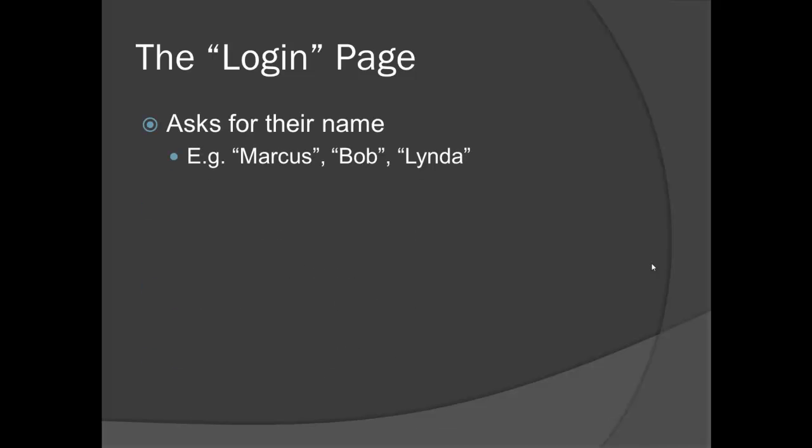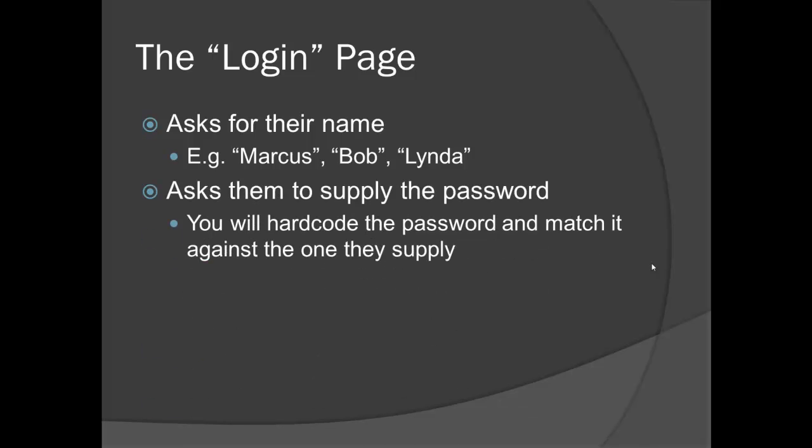Now, let's go into the pages that you're going to be creating. The login page. The login page is going to ask for their name as the first box. So, they're obviously going to type in their name, whether it's Marcus, Bob, Linda, Joe, whoever. Then they'll go on to the password. So, you're going to ask them to supply the password. You'll hard code the password, and that's the password that's going to be matched to the one they supply. So, if they supply Johnny and your password is Rebecca, obviously they supplied the incorrect password. So that's the basic login page.